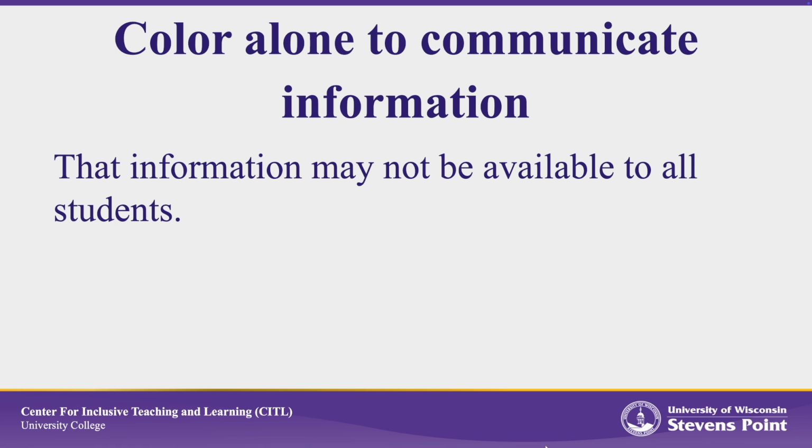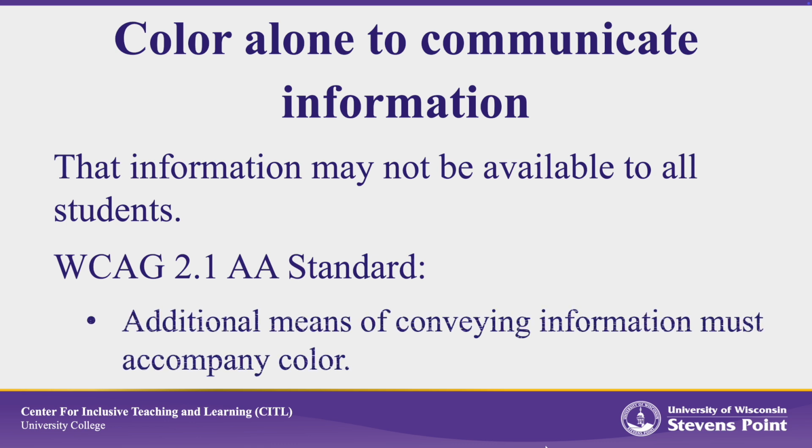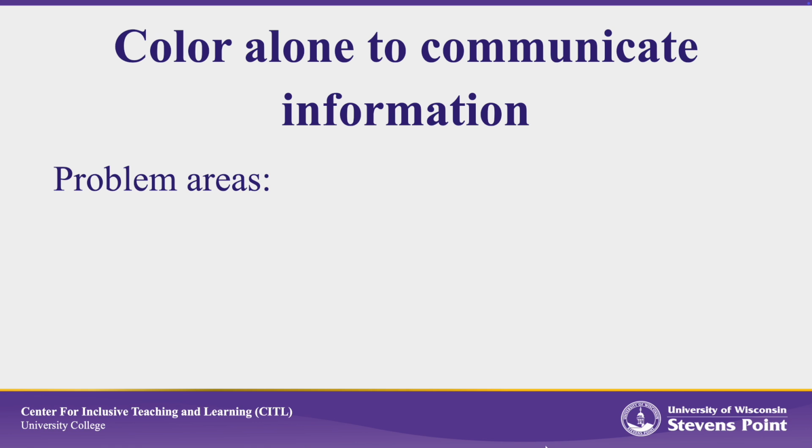The information about what questions to answer, because it is only provided by color, may not be visible to all of your students. The Web Content Accessibility 2.1 AA standard indicates that you need to add another means of conveying the relevant information to students so that it's not carried by color alone. Where are these problems likely to show up? Anywhere you've used color text or highlighting in Canvas could be detected.